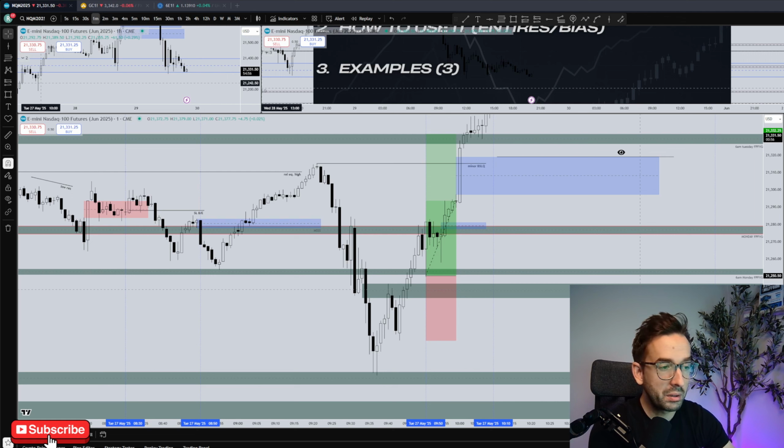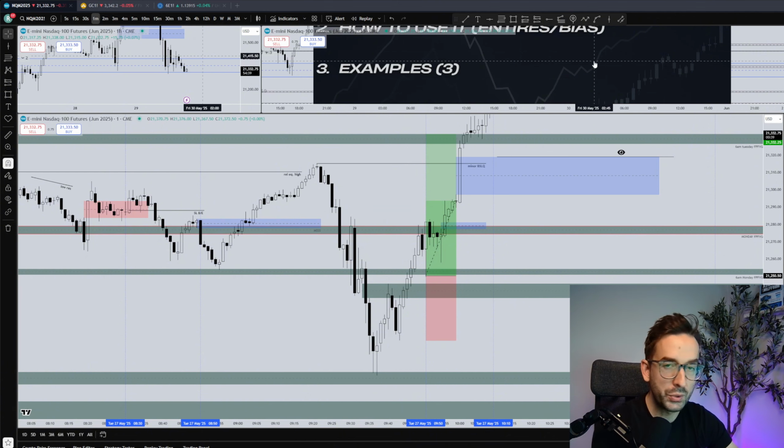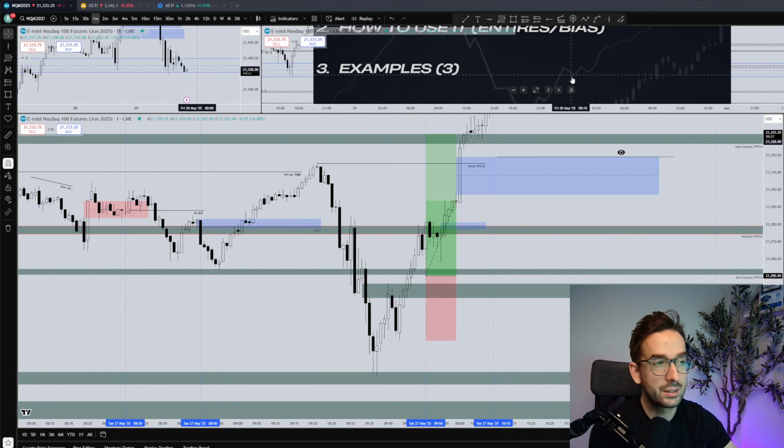So, I've said it before, but I highly recommend backtesting this concept, seeing how well it gets respected moving forward, and incorporating this into your current trading strategy to increase that strike rate, increase your edge, and make sure that your stop loss gets hit less often.